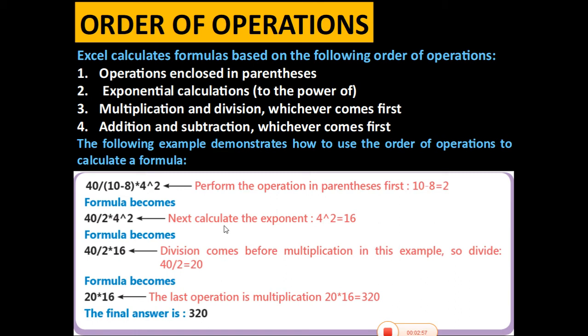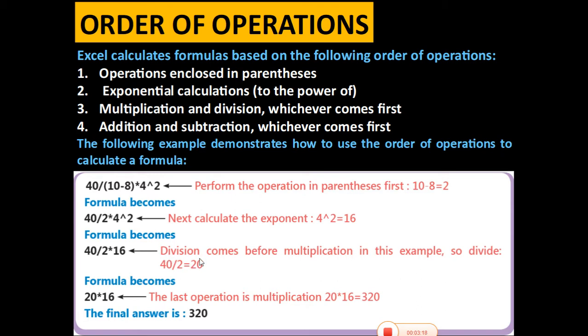Now next, calculate the exponent. Exponent is power, 4 raised to the power 2. So the next step is 40 divided by 2 multiplied by 16. 4 raised to the power 2 is 16. So 40 divided by 2 multiplied by 16.